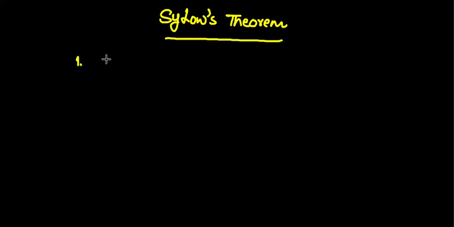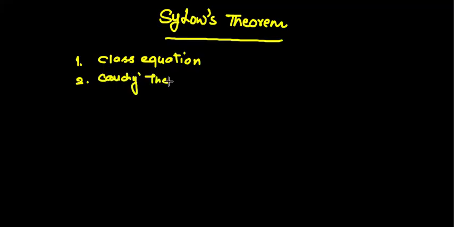First is the class equation. You must know the class equation. Second, you must know Cauchy's theorem for abelian groups.